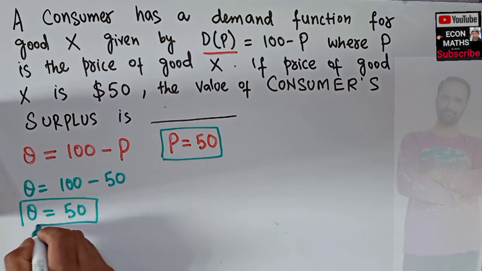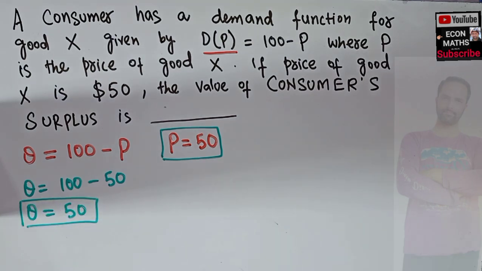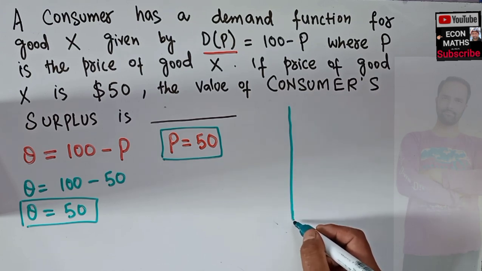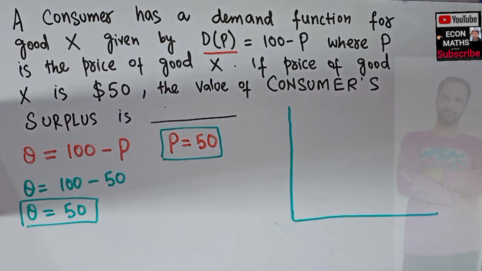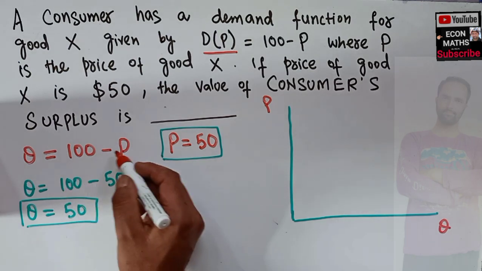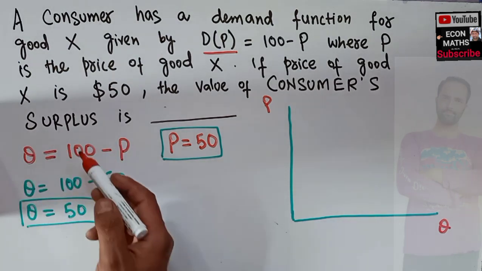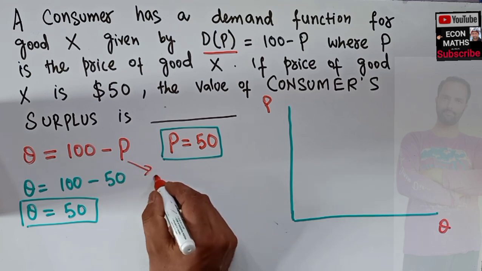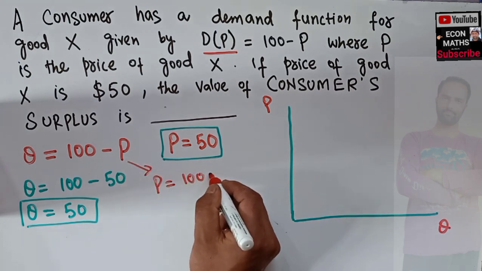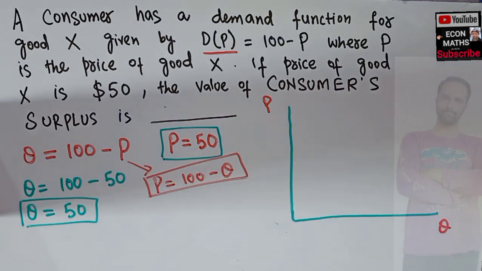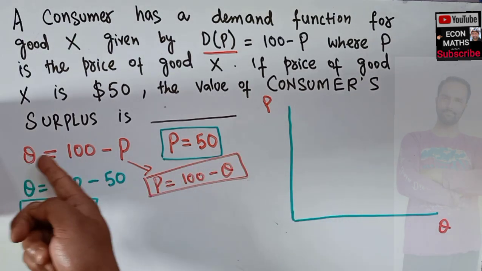Now if I draw the graph, it will make more sense. We don't use the calculus method here because it is very simple to use the graphical method. So if we have quantity here and price on this side, let us rewrite this function: P will be equal to 100 minus Q. I have written it as the inverse demand function. No problem, you can graph it by this function also.